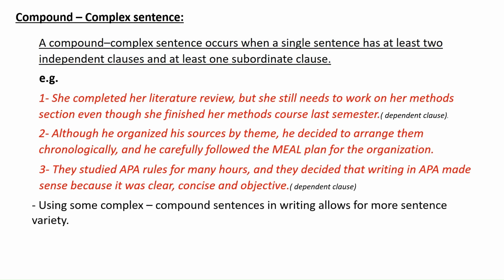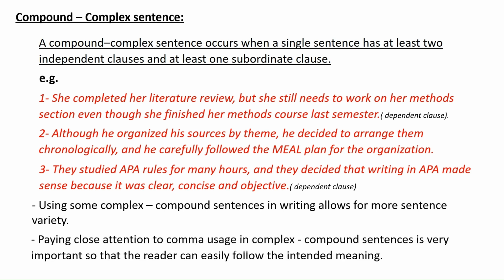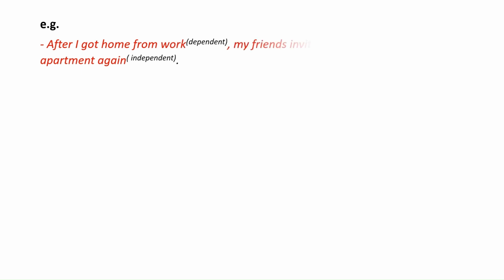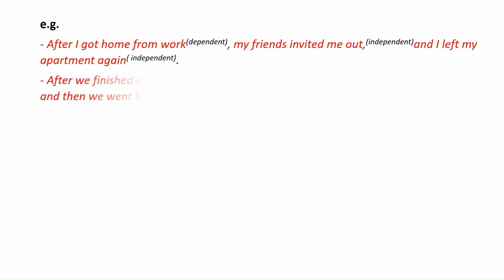The privileges of using compound-complex sentences are: first, using them in writing allows for more sentence variety. Second, paying close attention to comma usage in compound-complex sentences is very important and a decisive factor to provide clarity and allow for more clause additions in one sentence. Examples: One, "After I got home from work, my friends invited me out, and I left my apartment again." Two, "After we finished our homework, I watched TV and my brother played video games, and then we went to bed early."